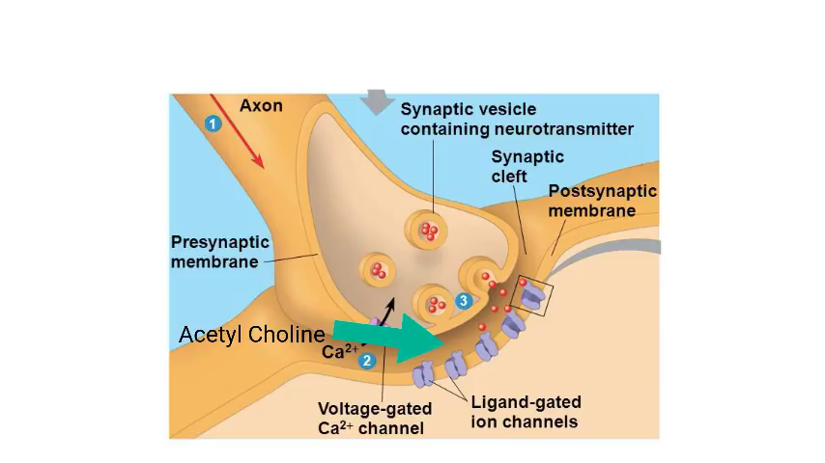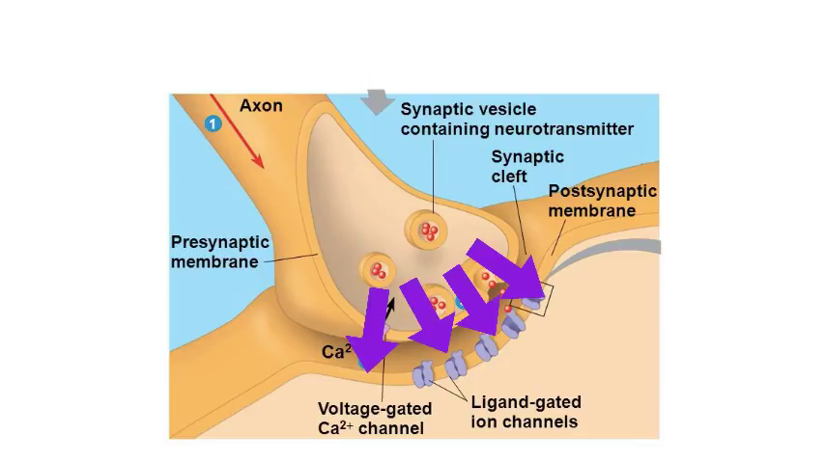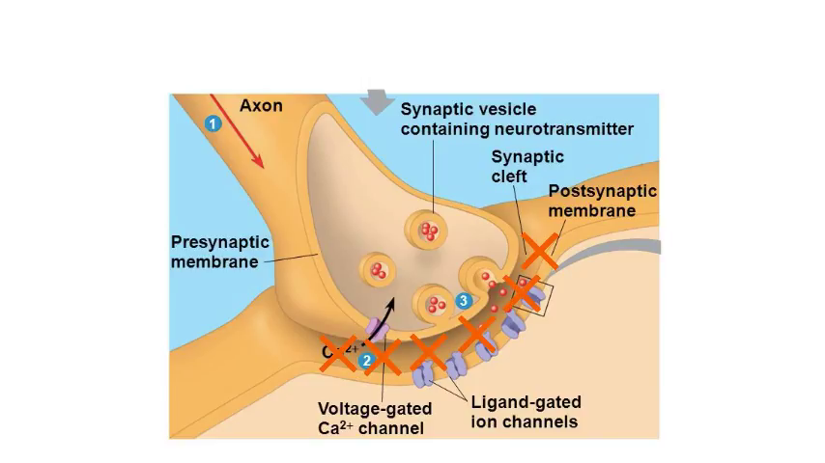ACh binds to the sarcolemma, where the muscle fibers attach, and triggers an action potential. ACh binds with the receptors and opens the Na channels. Na channels open and Na comes in. When Na goes in, there is a decrease in the resting potential. Na rushes in and the sarcolemma depolarizes.